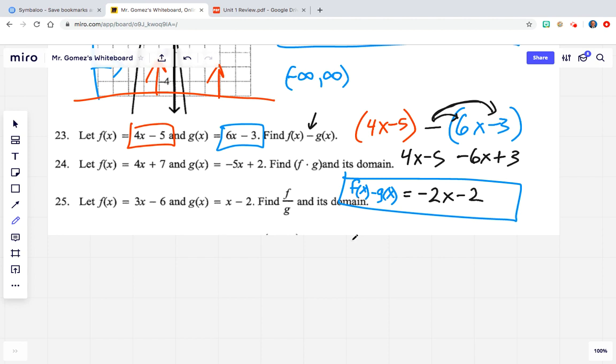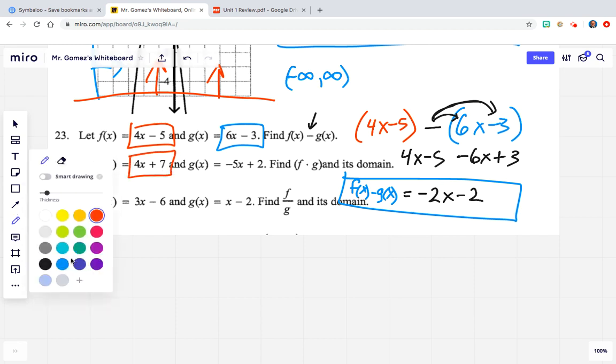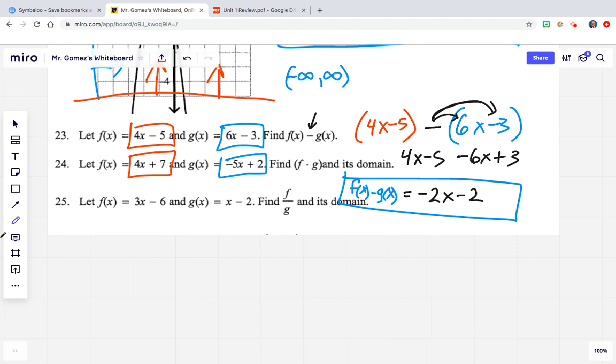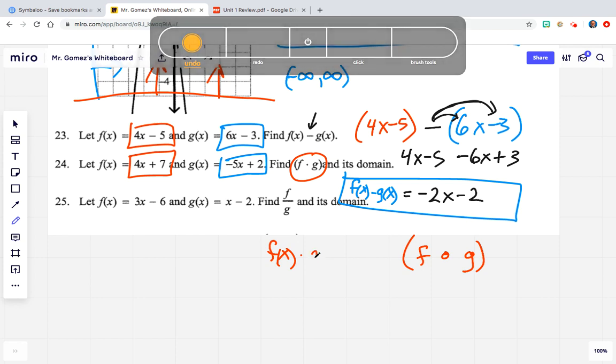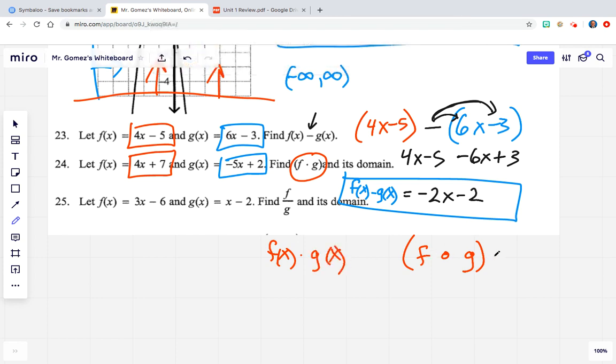All right, now let's go to number 24, and I'm going to do that down here. I'm going to take this f of x and this g of x and multiply them together. That is not a composition. This is not the same as this. This is multiplication, which is f of x times g of x. Whereas f of g of x is a composition, a two-step process. Here, you are solving the answers to two different functions, and then you're just multiplying them together.